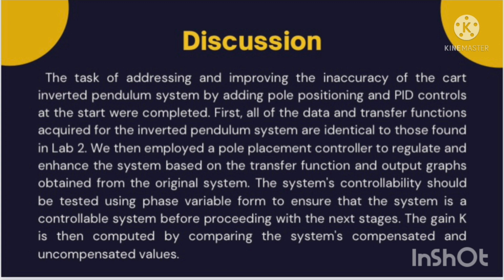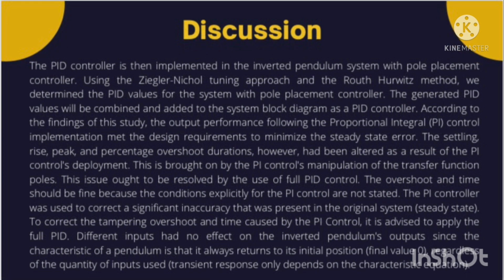The original system's controllability should be tested using phase variable form to ensure that the system is controllable before proceeding with the next stages. The gain K is then computed by comparing the system's compensated and uncompensated values. The PID control is then implemented in the inverted pendulum system with pole placement controller. Using the Ziegler-Nichols tuning approach and the Routh-Hurwitz method, we determine the PID values for the system with pole placement controller. The generated PID values will be combined and added to the system block diagram as a PID controller.